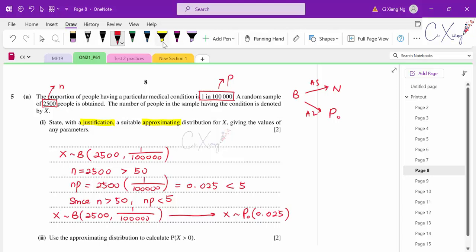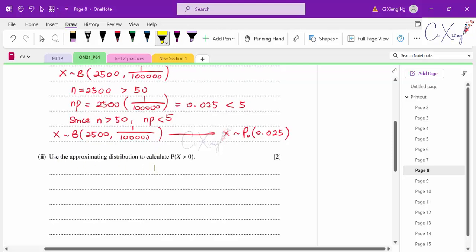Okay, all right. So for justification, you have to make sure that you show clearly and also tell them clearly what the condition is. Okay, besides the condition, you also need to use the values in the context of the question. So for this one, n greater than 50. In this question, we are having n is 2,500. Then for np smaller than 5, in this question, you calculate np and I get 0.025. Alright, so you have to justify it by showing the related values in the context of the question. Okay, alright, so this is how we solve part 1. And let's proceed to part 2.